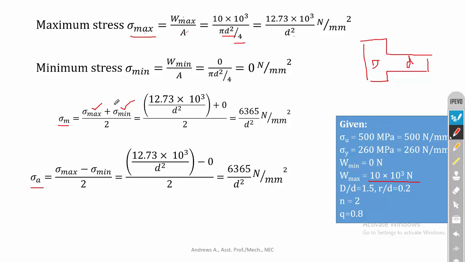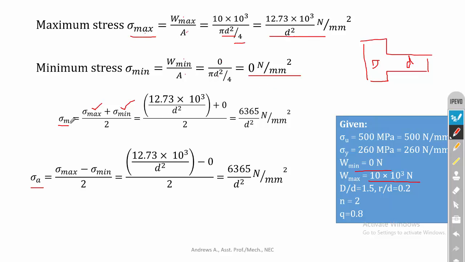Then the minimum stress, sigma minimum, is equal to W minimum divided by A. In the problem, the W minimum value is 0. So substitute it as 0 and the area is again the same, pi by 4 small d square. So the minimum stress will be 0. Now we have calculated the maximum stress and the minimum stress.